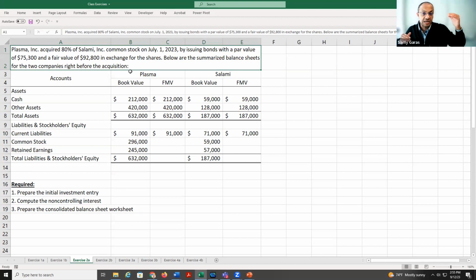If the market is higher than book value, we create premium on bonds payable. If the market is lower than the par value, we create discount on bonds payable. The premium looks like a gain, and we put it credit. The discount looks like a loss, and we put it debit. Again, I encourage you to make the 3 things: the journal entry, the calculation for NCI, and then make the worksheet. Please pause my video here, do your work, and then come back.